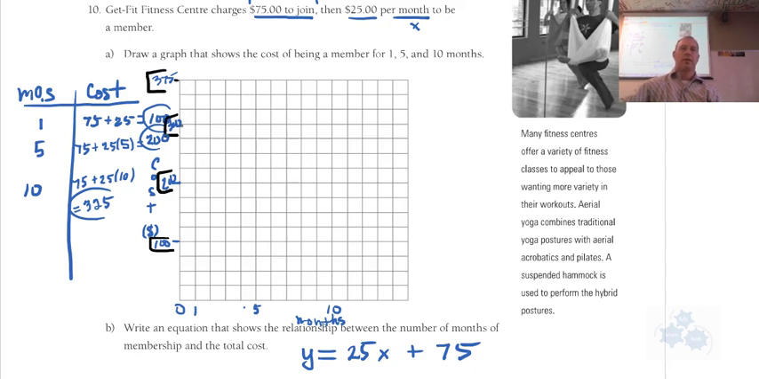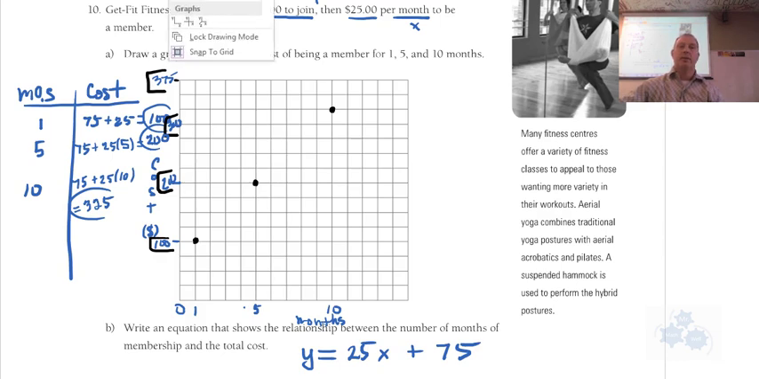Okay. So 1 goes with 100. That's going to be up here now. There we go. 1 month, $100. 5 months is 200. 5 months, we're going to go up here to 200. See that? And then 10 months is 325. So it's 325. Okay. Draw a graph, show the cost. Okay, awesome. So those are the 3 points.